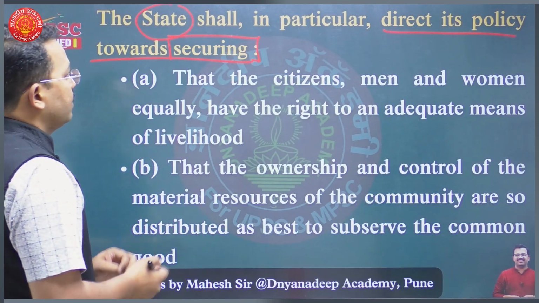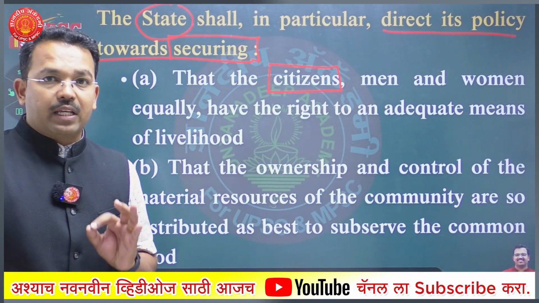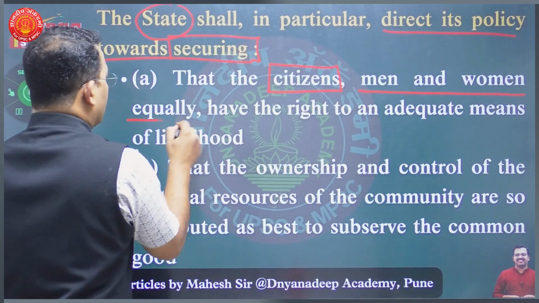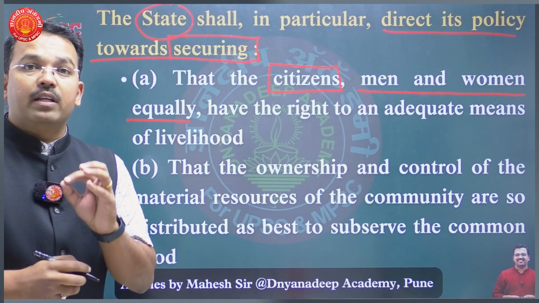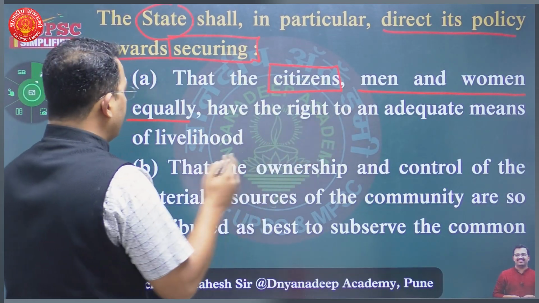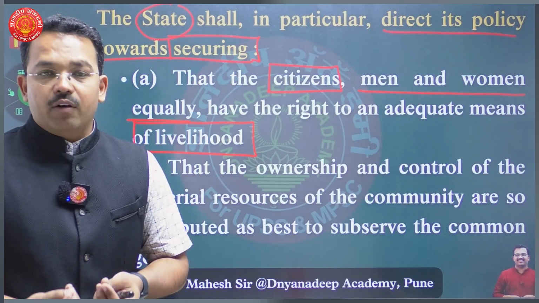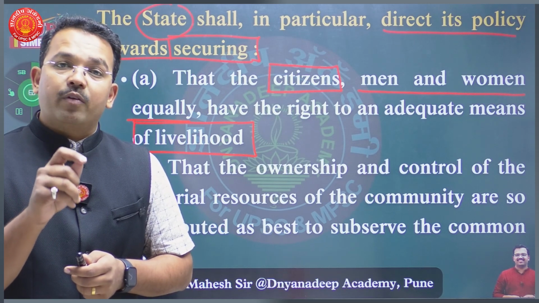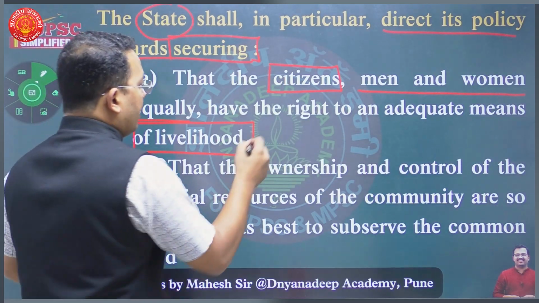So what it says is that the citizens. The first clause is applicable to citizens only, it is not applicable to everyone. So that the citizens, men and women equally. So remember, the first clause of Article 39 is applicable to citizens, and to men and women equally, that the citizens, men and women equally have the right to an adequate means of livelihood. What is livelihood? It is the means to live, to have food, to have shelter, to have all your basic necessities. So it shall be the duty of the state to provide every citizen, all men and women equally, the means of livelihood, that is, to provide employment opportunities.